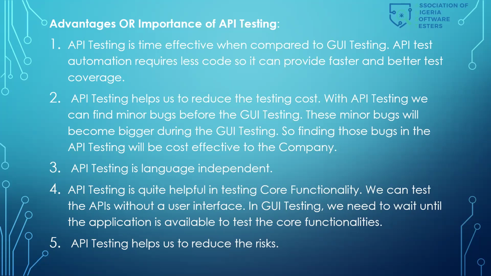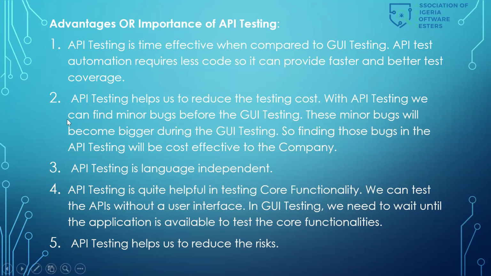It's time effective because you can take one endpoint at a time to test. The automation also requires less code, so it can provide faster and better test coverage. You know exactly which endpoints you want to test, you go there, send the request, get the response, check, and that's all. So it also helps us reduce the testing cost, of course.